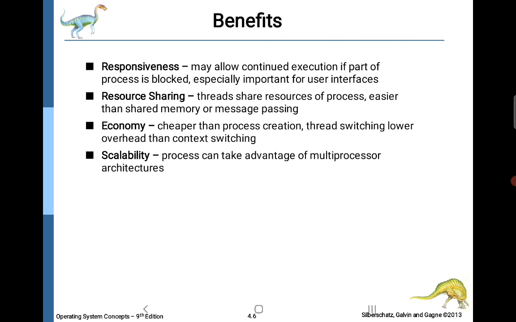Economy is huge because, as I've been saying over and again, creating a process is costly. It costs memory space, it costs time in the CPU, it costs time in input output devices. If the process is multi-threaded, the threads within the process will be sharing the process resources instead of creating a new process with a new set of resources assigned to it.